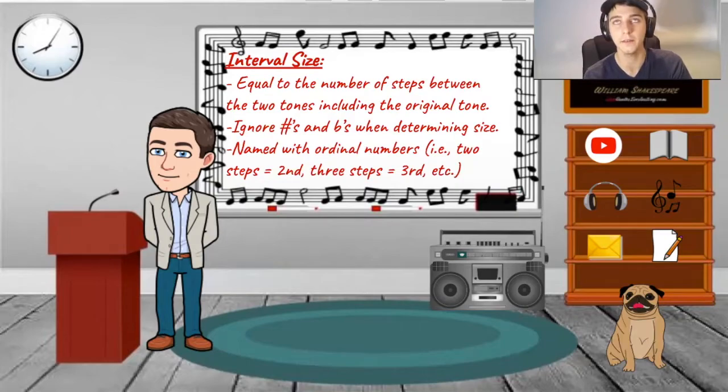And for right now, when you're determining the size of an interval, ignore any sharps or flats. We're just going purely by steps and by letter names. So make sure you count that original step, but you can go C, D, E is 1, 2, 3, a third. Intervals are named with ordinal numbers, which basically just means that if it's 2 steps, it'll be a second. If it's 3 steps, it'll be a third. If it's 5 steps, it'll be a fifth, and etc., etc.